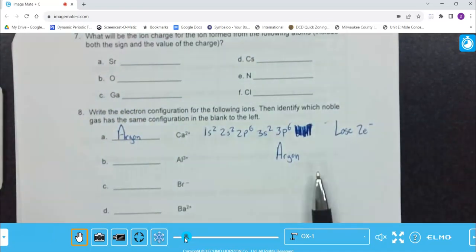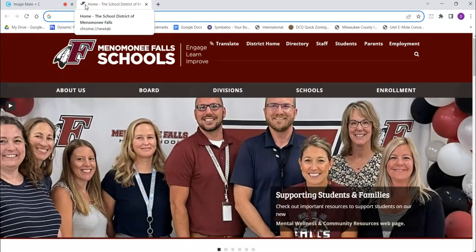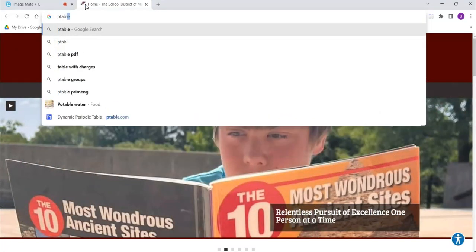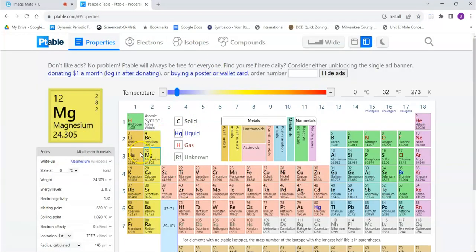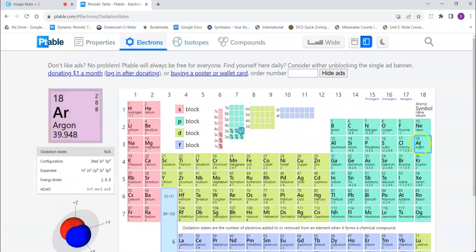Argon is the element that has the electron configuration of 3p6. So if I go on here, click on electrons, go over to argon, and if you look, 1s2, 2s2, 2p6, 3s2, 3p6, the electron configuration is right there, argon.